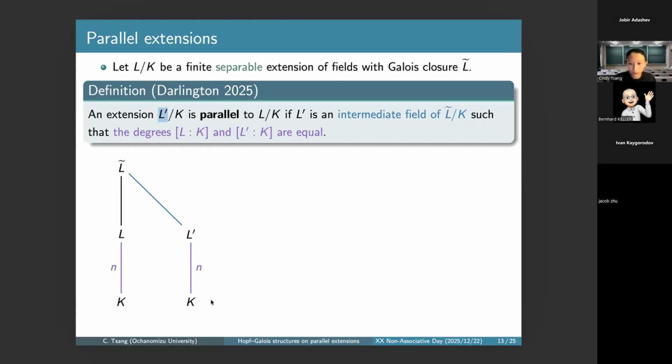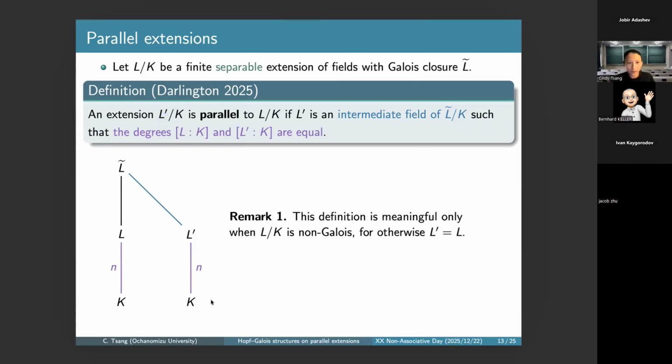Let me just make two remarks here. First, this definition is only meaningful when the extension is not Galois. Because if it's Galois, then L tilde is equal to L, so the only possibility for L prime is L itself. So the only extension parallel to L over K is itself, and you're not doing anything interesting.